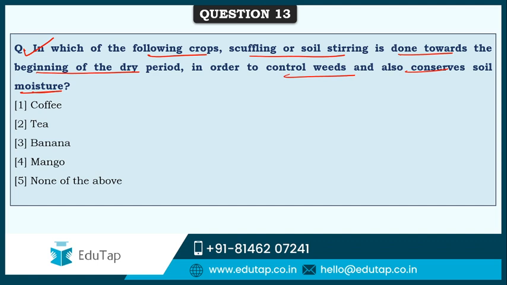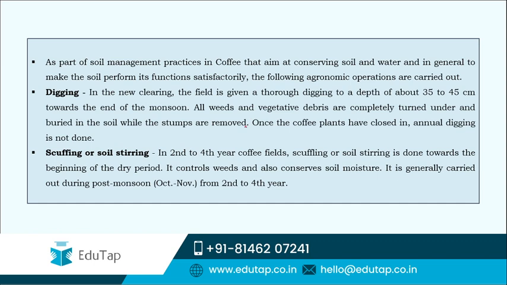Yes, Amarjot, scuffling is in coffee. The correct answer is coffee here. Scuffling is also called soil stirring, and this is generally done in the second to fourth year of coffee fields. Just in the beginning of the dry period, they do this so that weeds can be controlled and soil moisture can be conserved, and it is generally carried out during post monsoon, October to November, from second to fourth year as I have mentioned here.